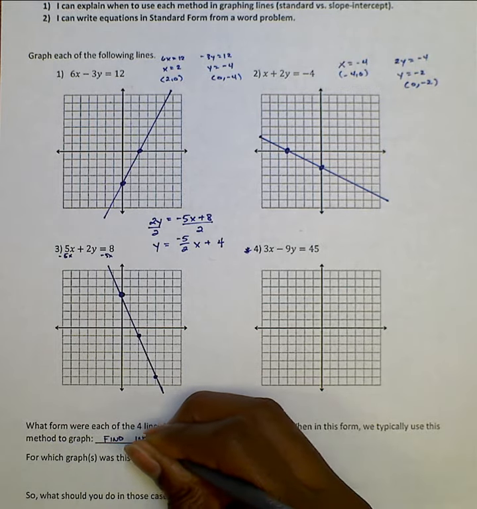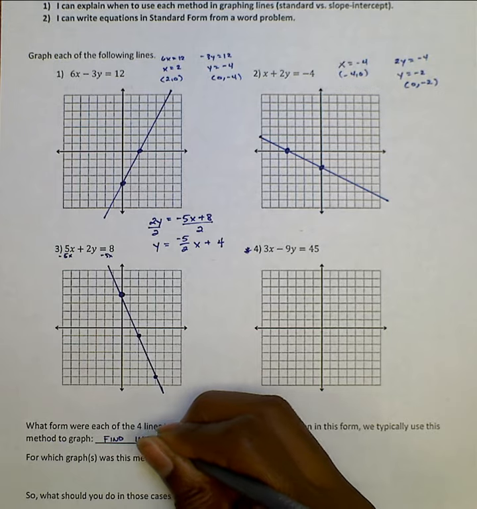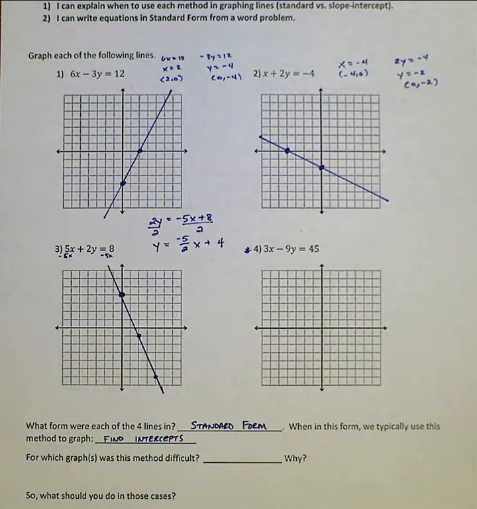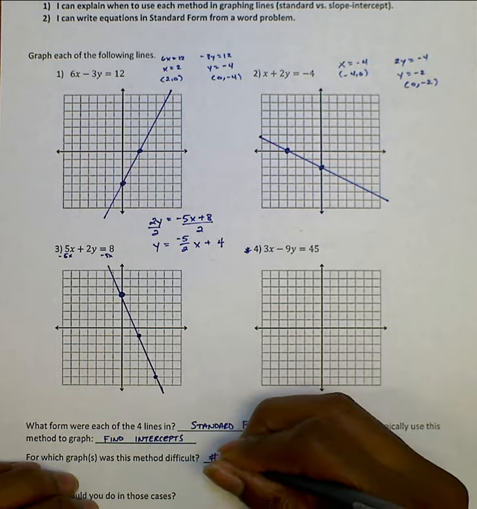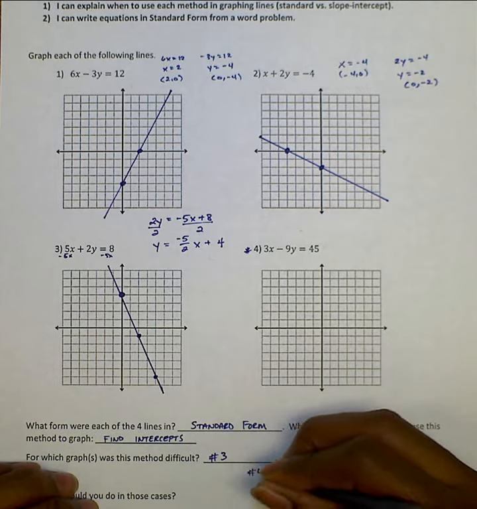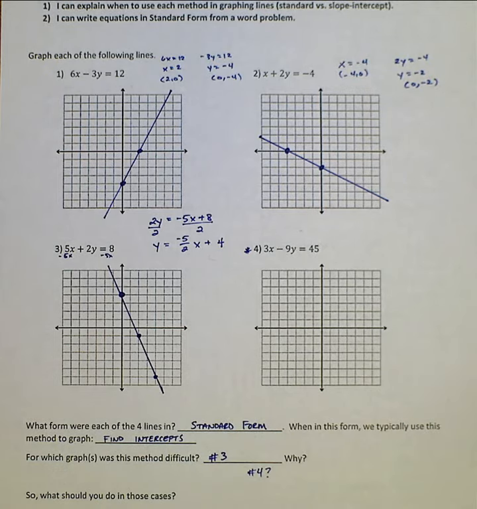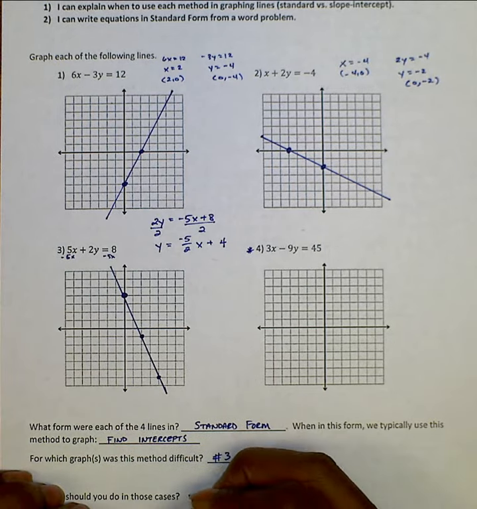Typically find the intercepts to graph. For which graphs was this method difficult? Okay, and the one that was difficult was number 3. That was the only one where we really had issues with that. Or number 4, let me know. And it was difficult, and you can write this down, because we had fractional intercepts. And so in those cases, what should we do? Change to slope-intercept form.